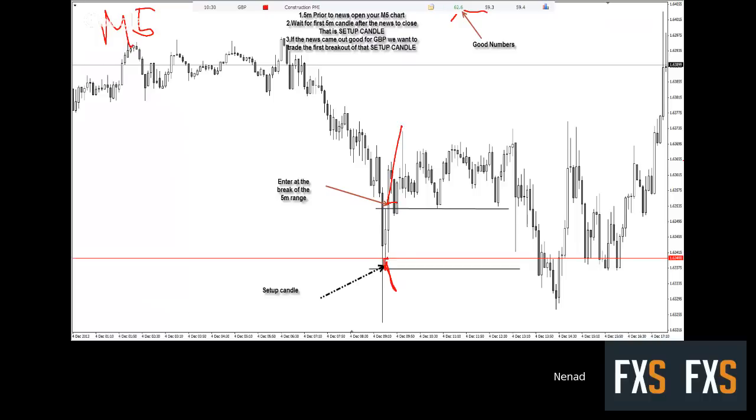Guys, this is spike trading. This is not intraday positioning. So you need to be fast, okay? You made money, okay? You're in profit. Just get out of your profits.